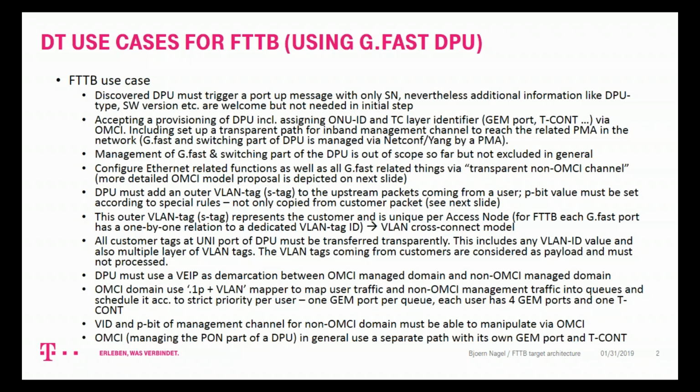The outer VLAN tag, which is added by the DPU, represents the customer. So that means we have a different outer tag for each G.fast port. And this outer tag is unique for the entire access node. So in that case, it means for the OLT, not for the DPU.